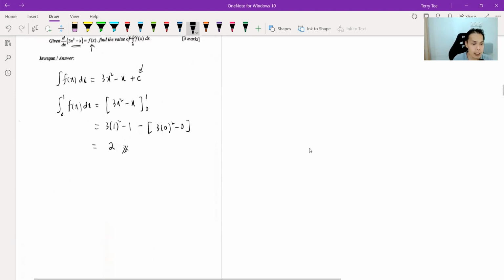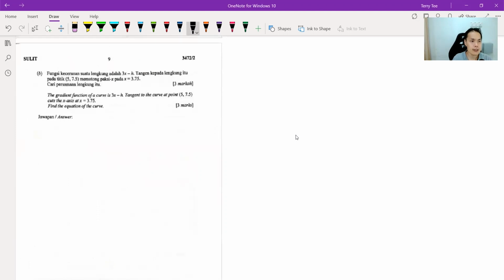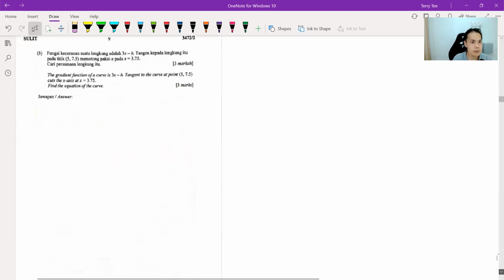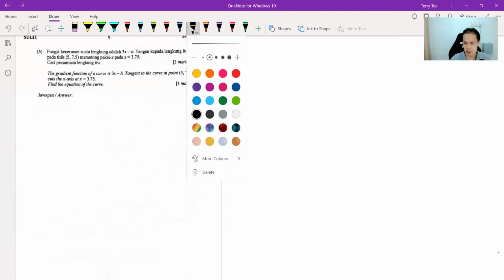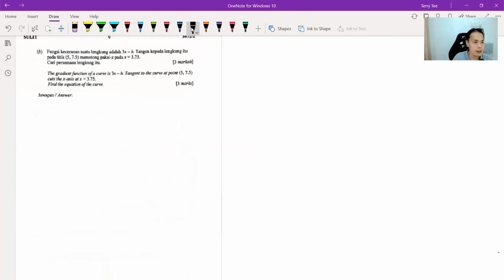But it's just the first part. The second part of it is this. The gradient function of the curve. Let me move this down a little bit, it's a bit too high. The gradient function of this curve is 3x minus h. Gradient function is actually my dy dx. So we know your dy dx is 3x minus h.